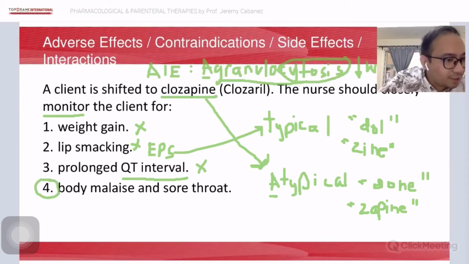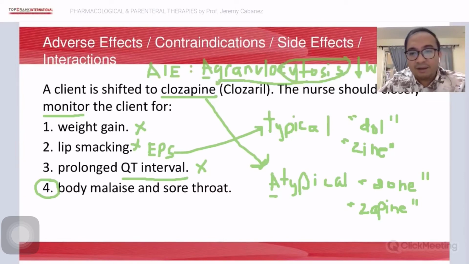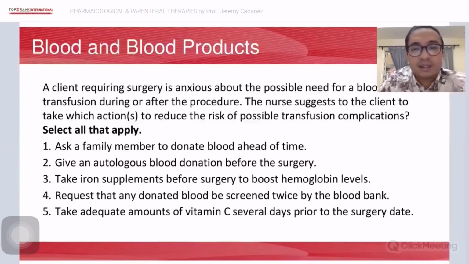Okay, tumama. O, sinong tumama dito? Ayan, maraming tumama, no? Risk for infection. Very good. Very good, guys. All right, a lot of you are correct with this question. Okay, next. Let's talk about questions about blood and blood products.